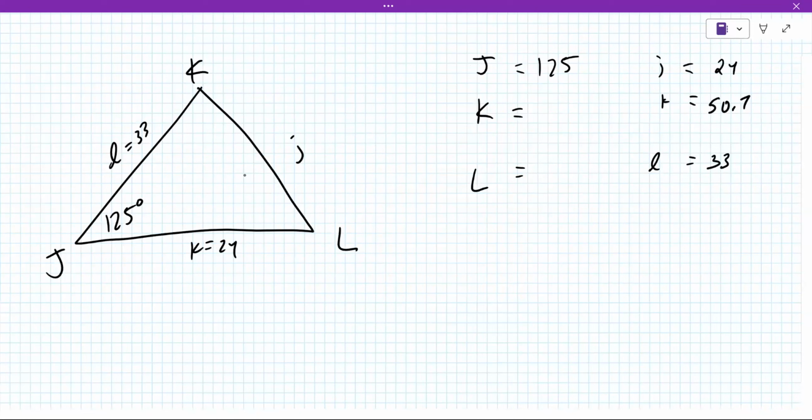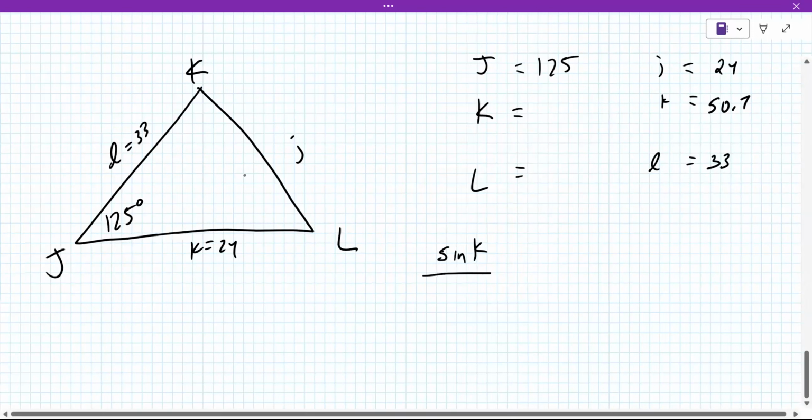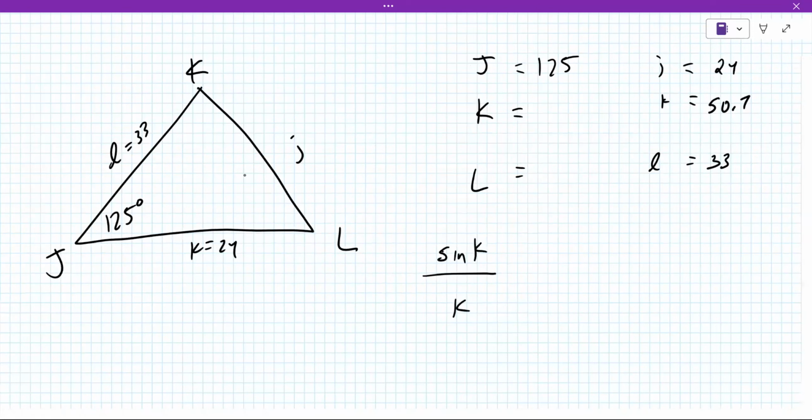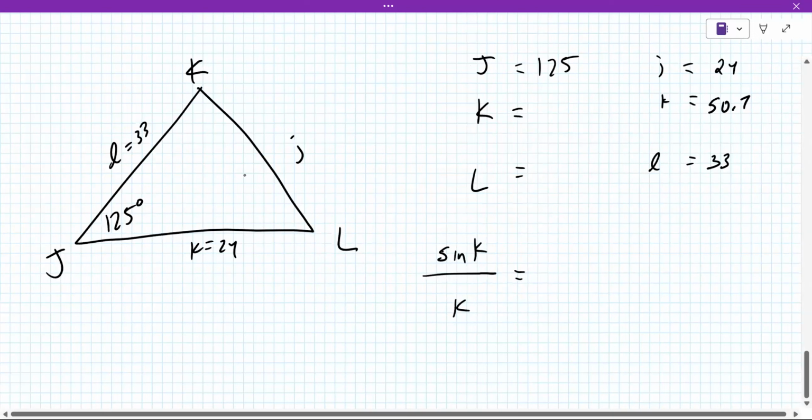So go ahead and solve for either K or L, big K or big L. Let me know which one you choose so I can also set it up here. So K. Okay. Law of sines is always a side over its sine, or a sine over its side. And then you have to choose the one that's given. So in this case, J is the one that's given.